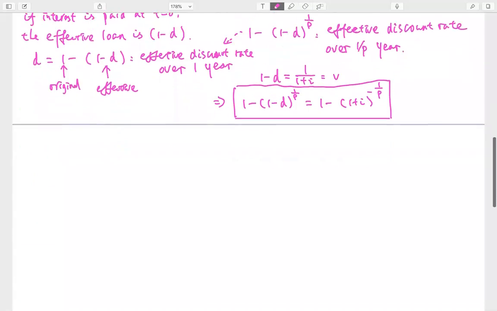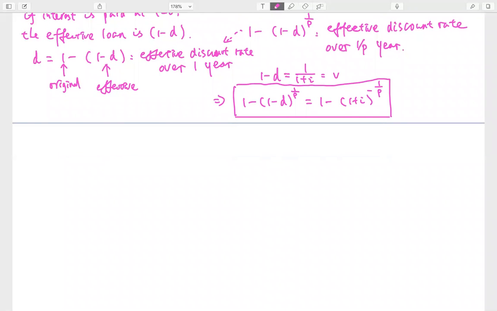We have an example that you can do. Here we have d to be 7%, and p is 12, so it's on a monthly level. You can calculate the effective discount rate. Do this calculation, I leave that to you. Example 4.2 is somewhat similar.